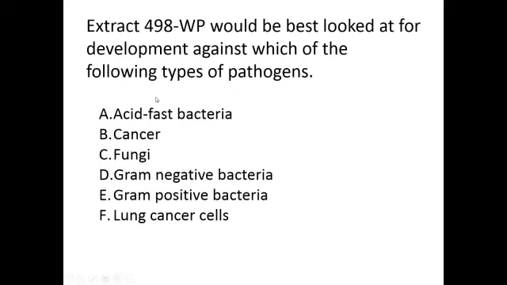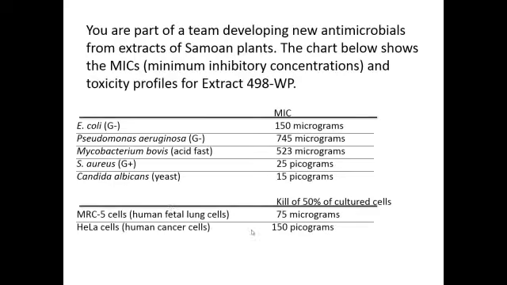Okay, for our next question relating to this scenario, extract 498-WP would be best looked at for development against which of the following types of pathogens? So we have acid-fast, cancer, fungi, gram-negative, gram-positive, and lung cancer cells. Well, let's go back and look at the table. Okay, so let's look at what it was effective against.